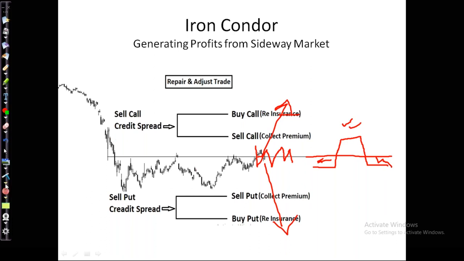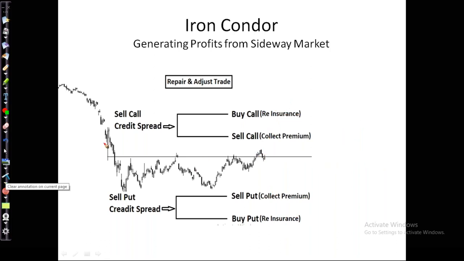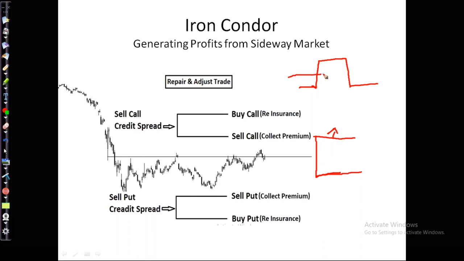Let's see how we adjust this trade. Suppose we select this as the range of this market, and we're expecting that within a month price will run in this range. If price goes up from this area, what will we do? So now it will look like that. This is called iron condor strategy, and here you can see this iron condor.